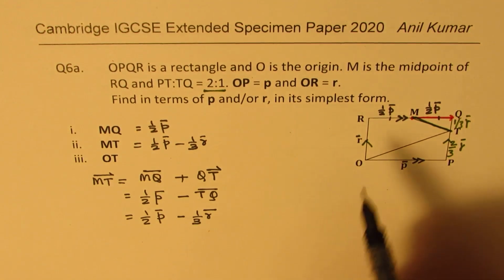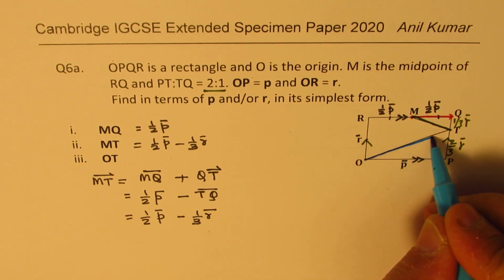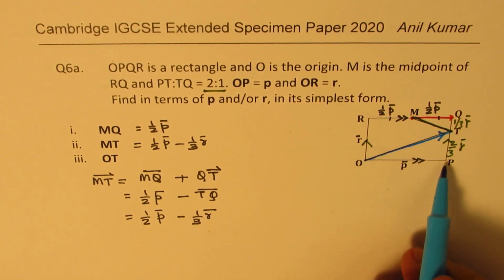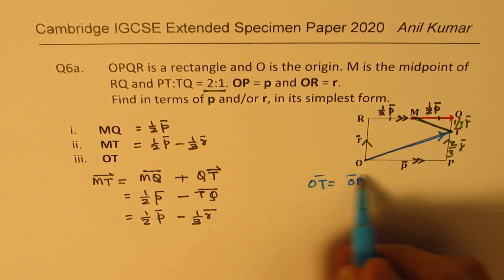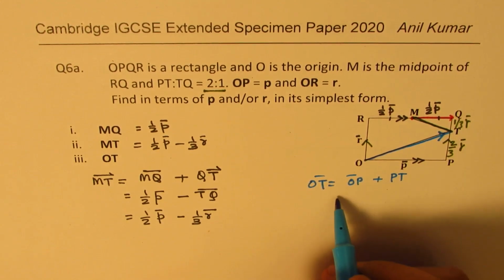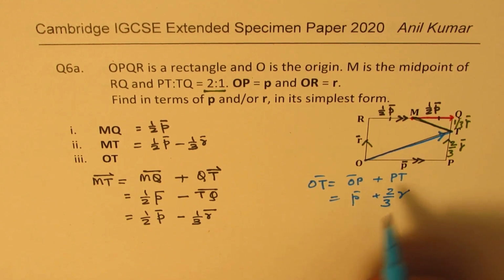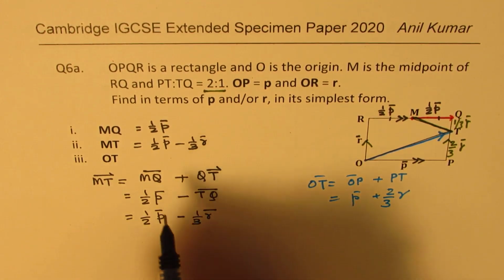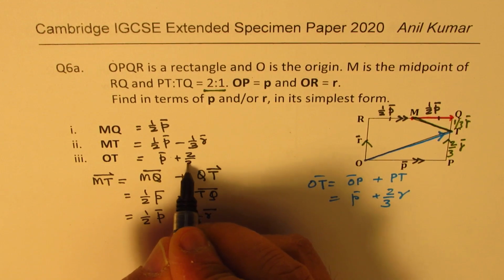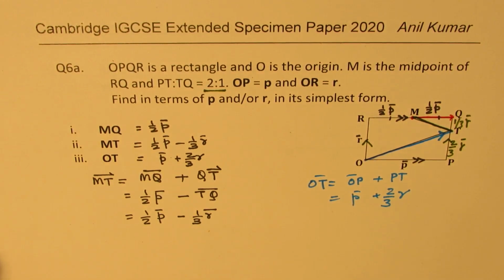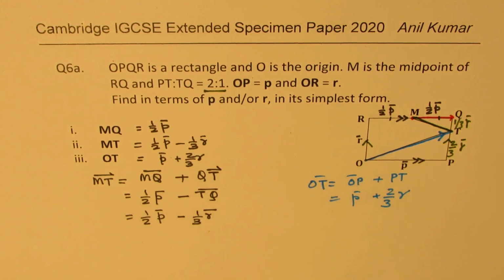Correct? Now let's figure out what OT is. So OT is this length. It is a combination of these two, right? So we can write OT is equal to OP plus PT, right? So OP is p and PT is 2/3 of r. So we get our answer, which is equal to p plus 2/3 of r, correct? So that is how we are going to solve it. So it becomes very simple when you understand this particular ratio, right?